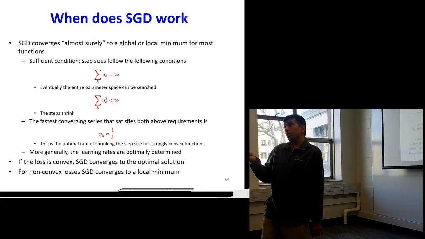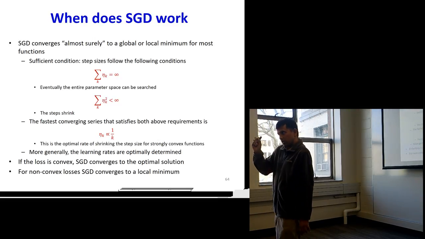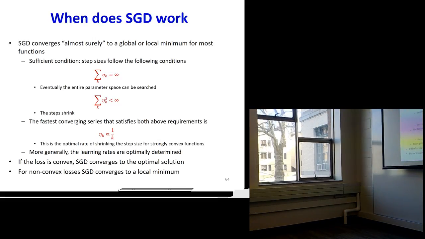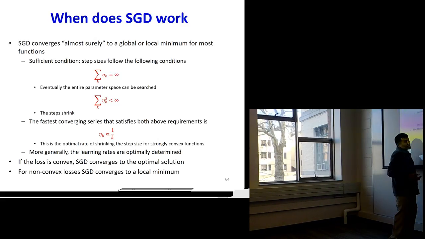But, you know, 1 over k. What is the sum of 1 over k? That's a harmonic series, right? Is it convergent or divergent? It's divergent, right? But it's borderline divergent. If it were 1 over k raised to 1.00000001, it would be convergent. So it's at the very borderline where it's divergent. And 1 over k squared, that's a convergent series, right? So this is the fastest converging series that satisfies both the requirements.